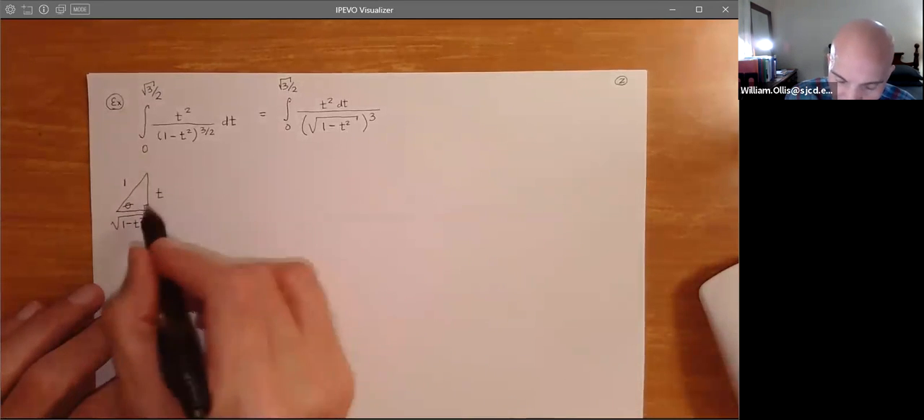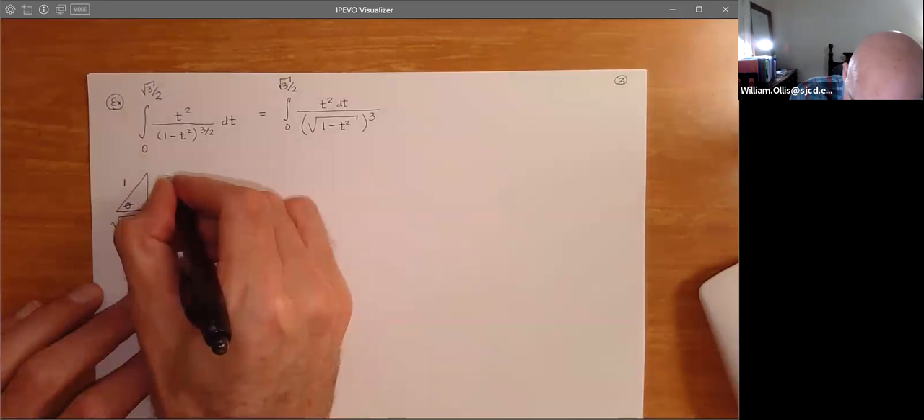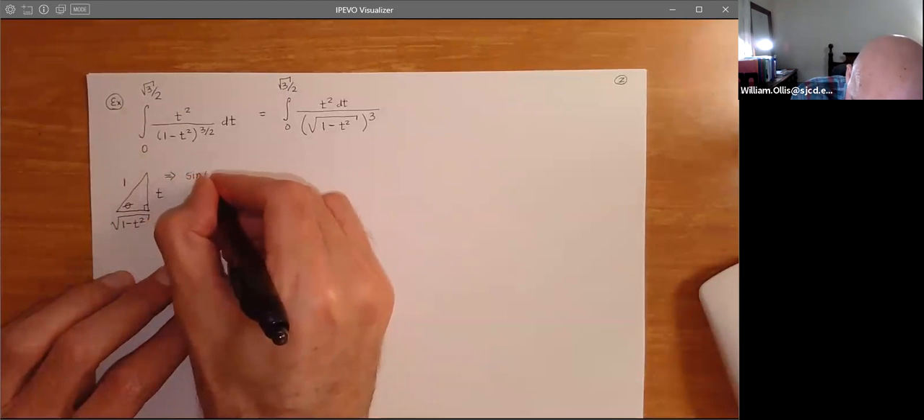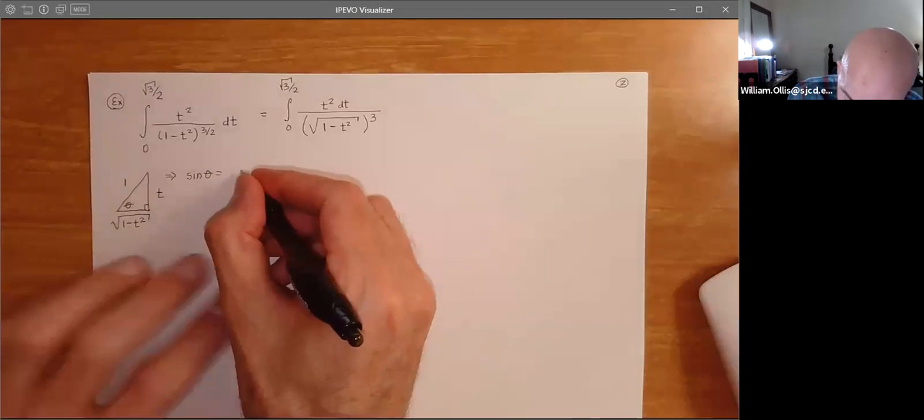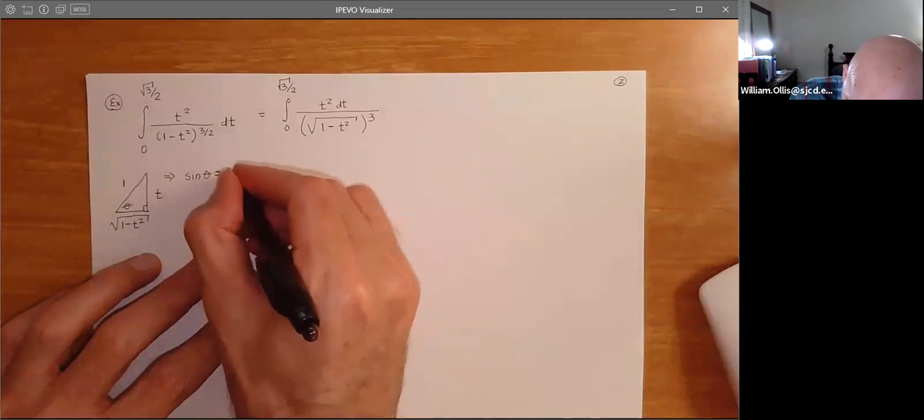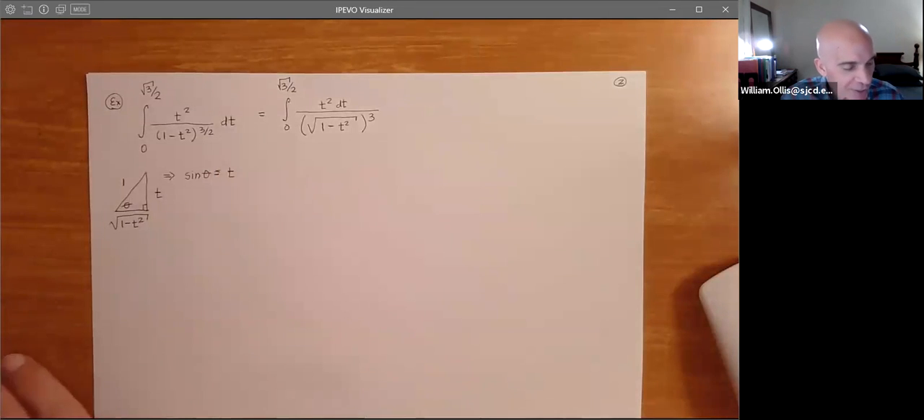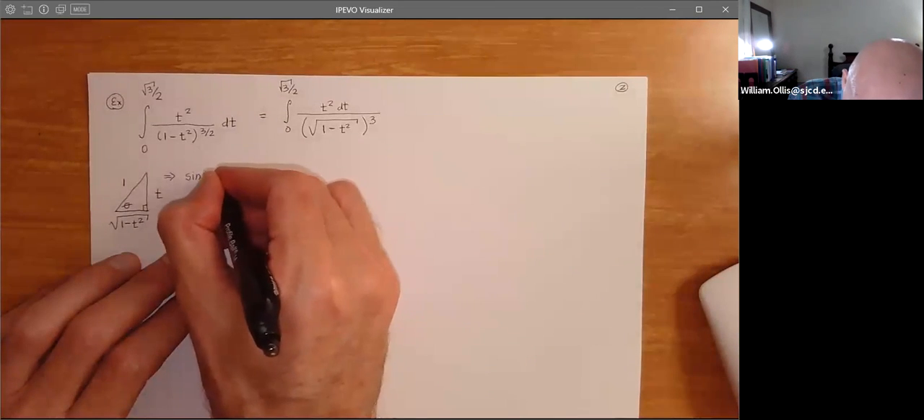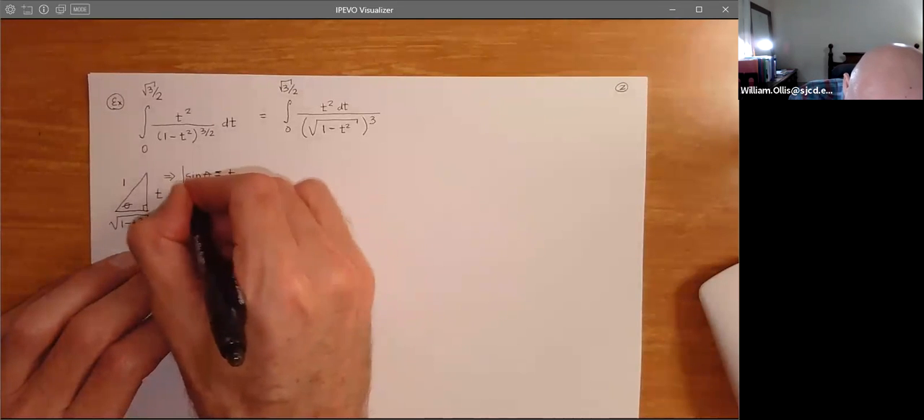So now you can see this implies, and of course it's so simple, sine of theta is opposite over hypotenuse. That's just t. So when you look at a problem like this, it's like, well, there's no coefficient here, so I already have t for free. Boom, right there.